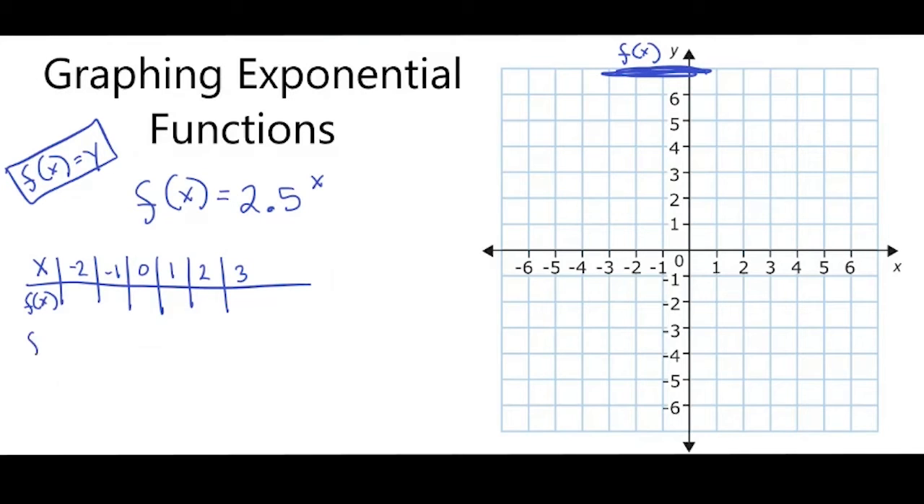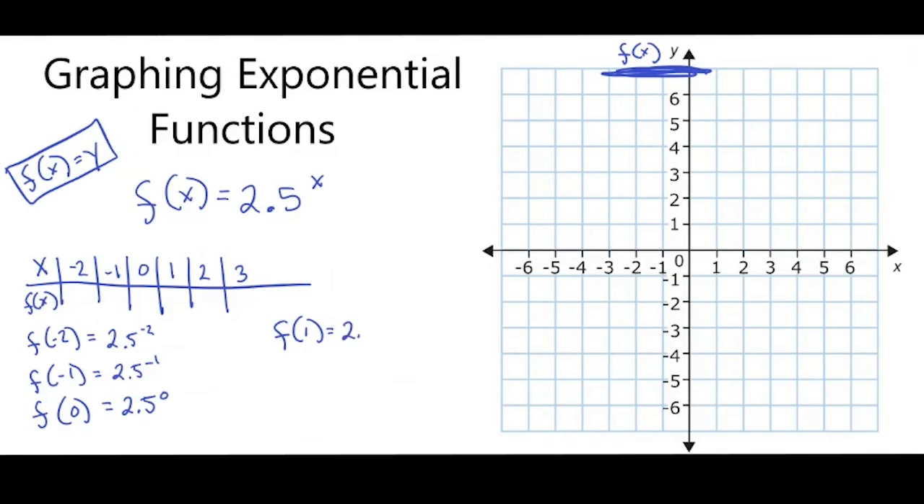So let's plug these in. Let's do f of -2, all right? That's going to equal 2.5 to the -2. F of -1 is going to equal 2.5 to the -1 power. F of 0 equals 2.5 to the 0 power. F of 1 equals 2.5 to the first power. F of 2 equals 2.5 to the second power. And f of 3 equals 2.5 to the third power.